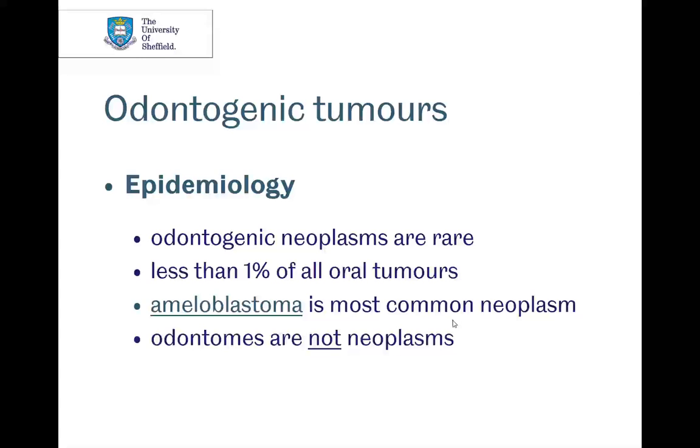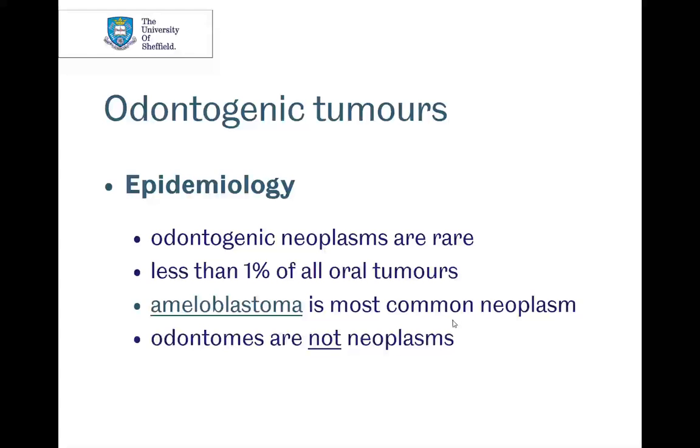Now, it is very definitely true to say that odontogenic neoplasms are rare. In comparison to neoplasms from the other tissues, for example, from the surface epithelium, be they benign or particularly malignant, odontogenic tumours are far less common than that, and in fact are less than 1% of all oral tumours. Ameloblastoma is the most common neoplasm. That is, it has an intrinsic growth potential of its own.